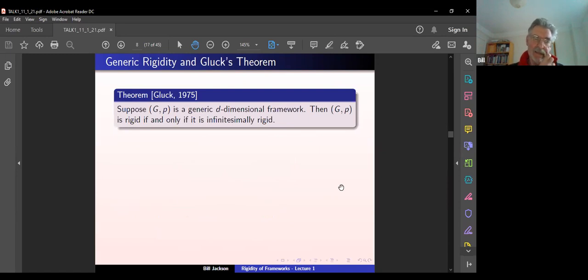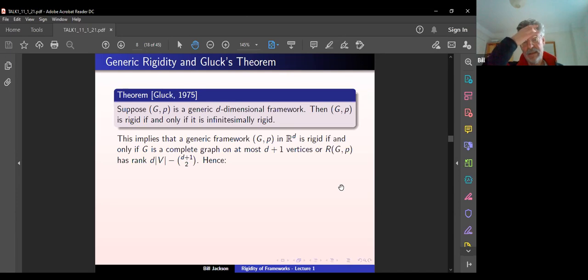So a result of Gluck, which probably gave rise to people working on generic rigidity, was that for generic frameworks, infinitesimal rigidity and rigidity are equivalent. This is a kind of elementary result from differential geometry. So it means that if we're interested in the generic rigidity of graphs, then it's okay to take the linearization of the quadratic system of equations, and we won't lose anything.